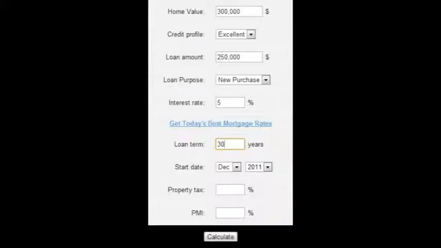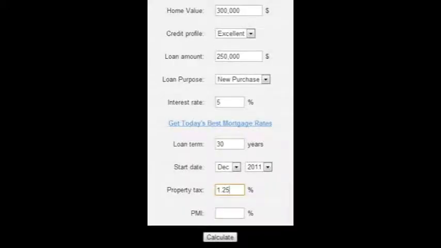The length of your loan plays a big factor in how much your payment will be and how much interest you'll pay over the life of your loan. Typically, you can choose 10, 15, or 30-year mortgages. You can also escrow your real estate taxes into your mortgage. You pay in every month, and at the end of the year, your mortgage company will pay your property taxes for you.